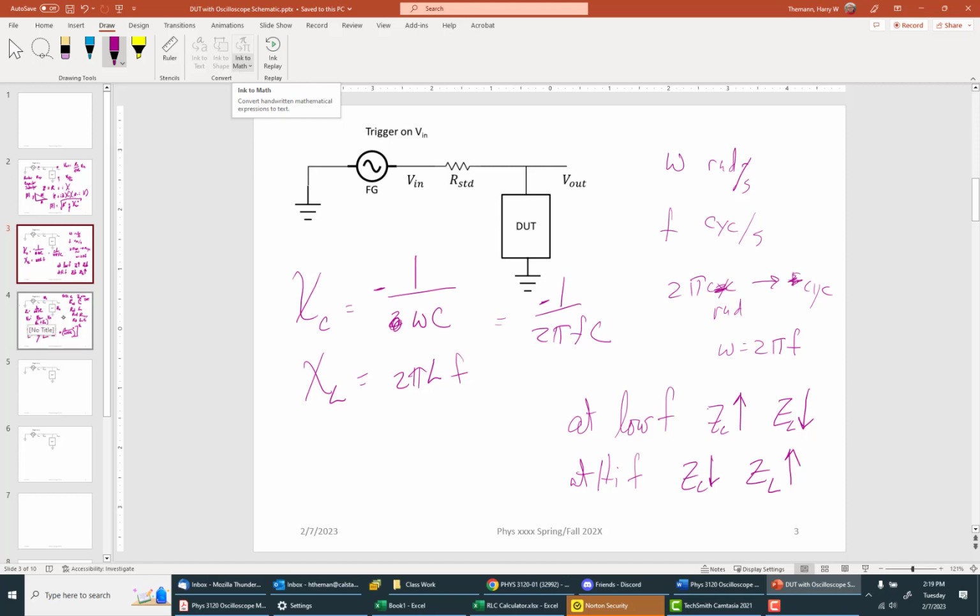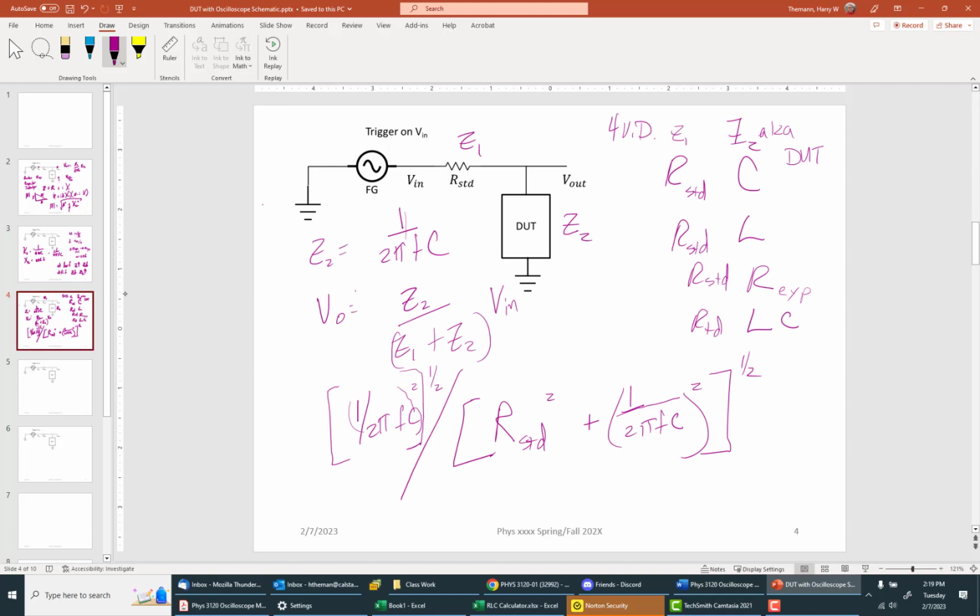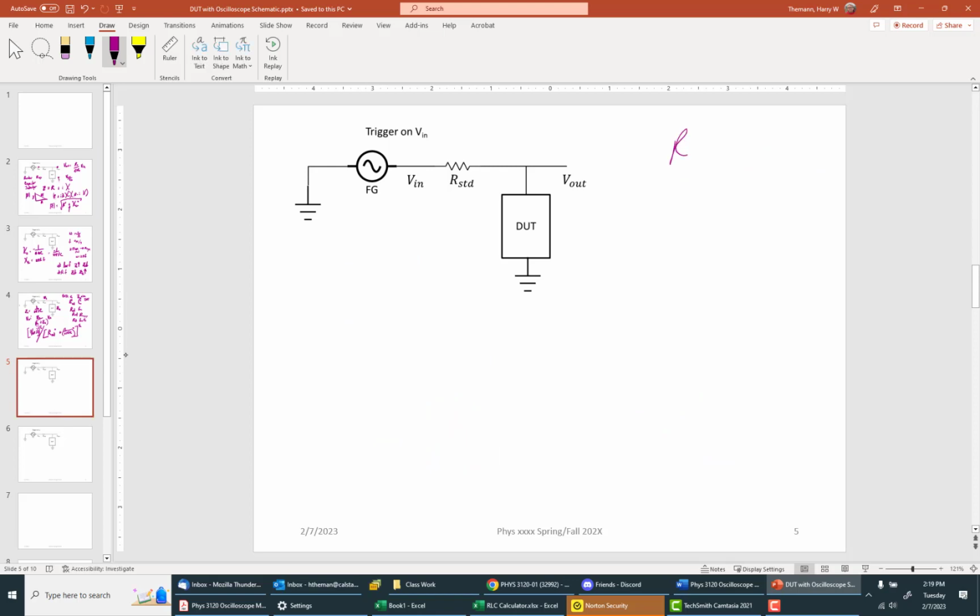Okay, so there is the RC circuit. The next one would be the RL circuit. So, of course, this is always Z1, and this is always Z2 no matter what it is. And we know it's Z2 divided by Z1 plus Z2. That's the voltage divider equation, which is V out over V in. That's how I always remember it.